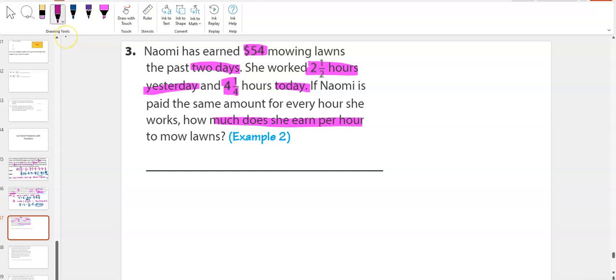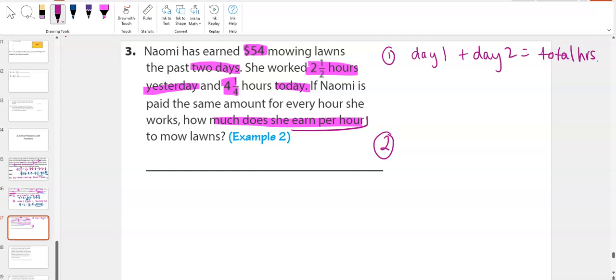All right, so we know that she earned $54 and that she worked these 2 times. So my plan is going to be, I'm going to add the 2 days together. Day 1 plus day 2 is going to give me my total hours. Then my second step is going to take my, let's see, am I doing total hours divided by $54 or am I doing $54 divided by hours?